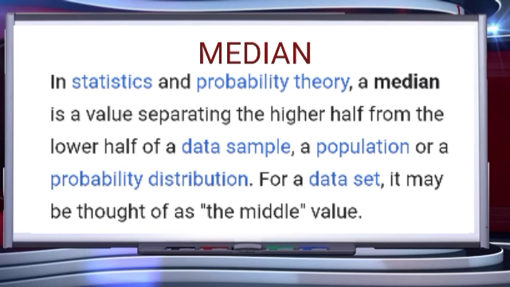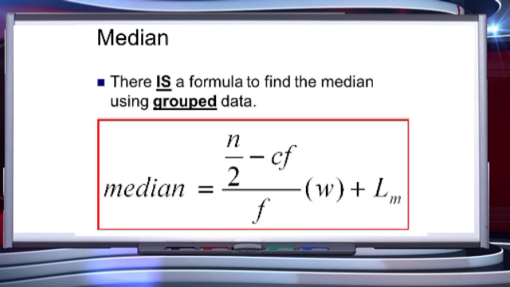In statistics and probability theory, a median is that value which separates the higher half from the lower half of a data sample, a population, or a probability distribution. For a data set, it can be thought of as the middle value of the given data. So that means median is that value which gives us an idea about the middle value of the whole sample or whole data collected.